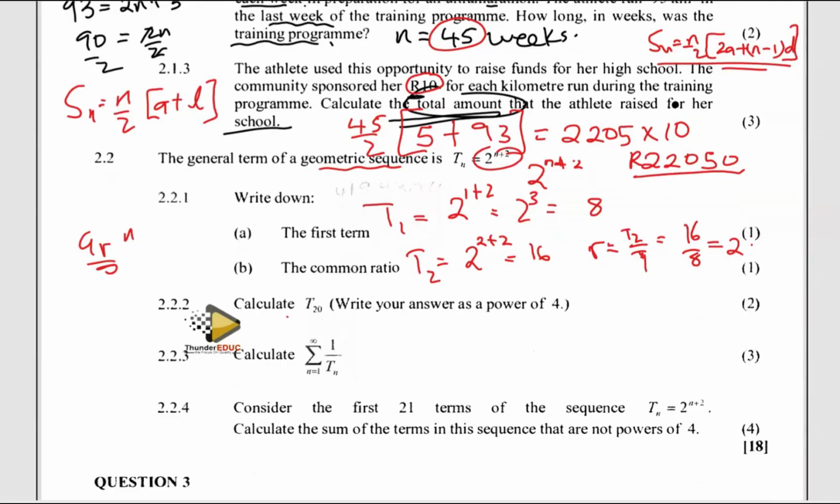Then they want us to calculate the 20th term as a power of 4. So what is a power of 4? Meaning that the base must be a 4 with a certain exponent that we need.